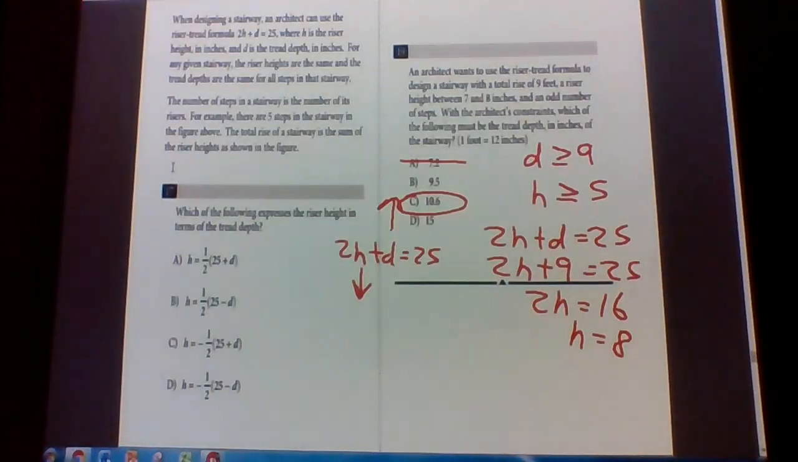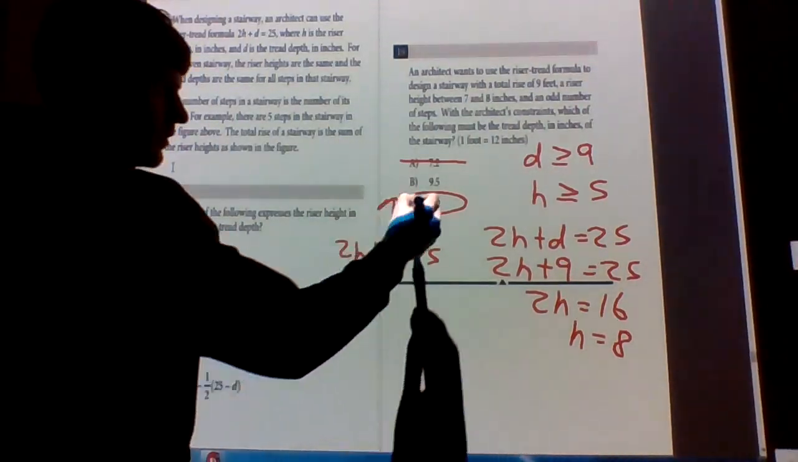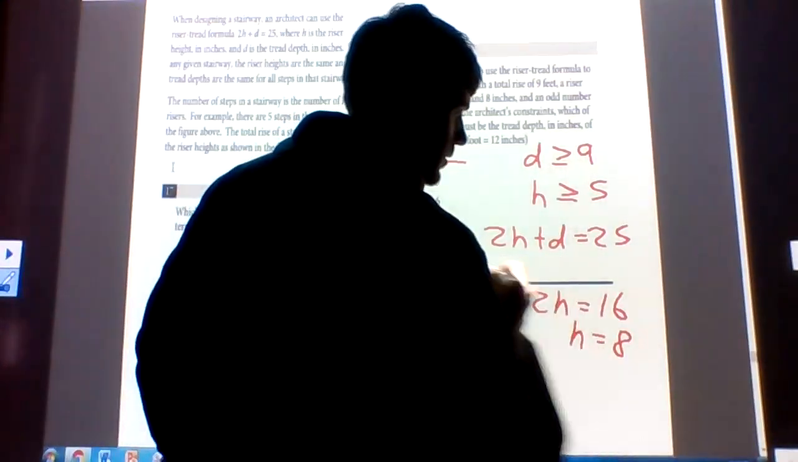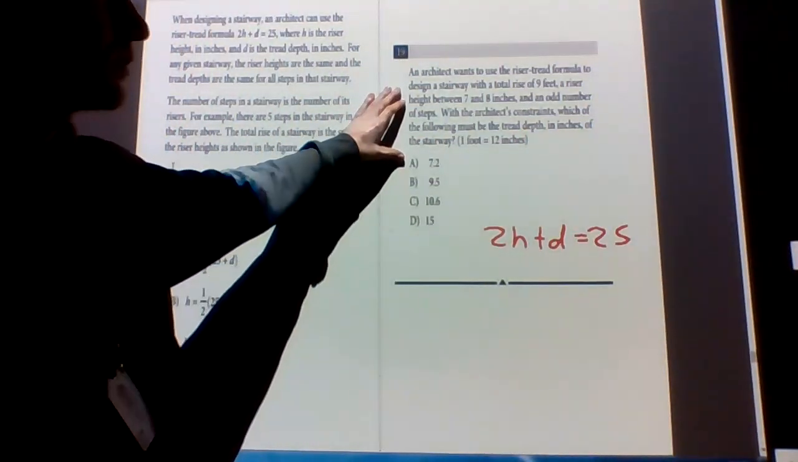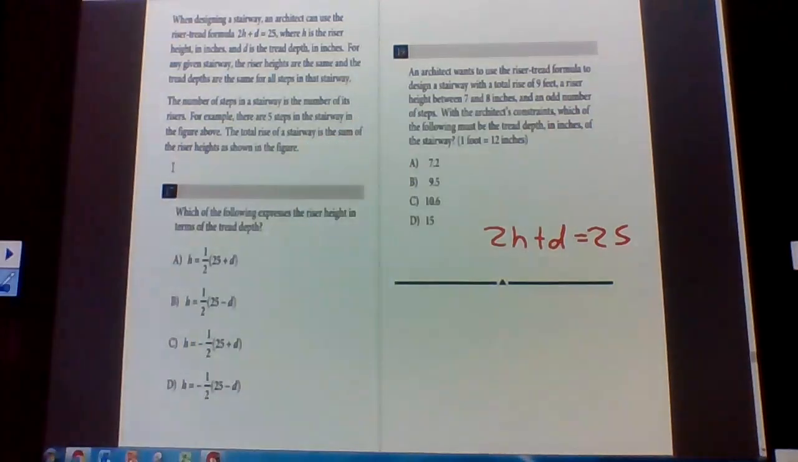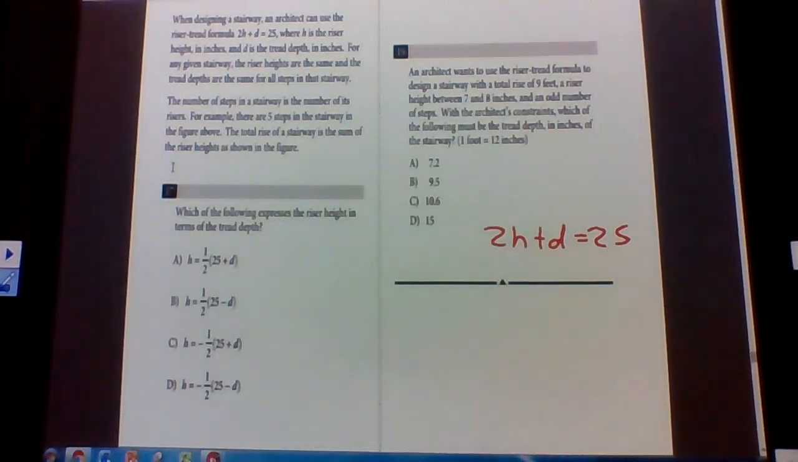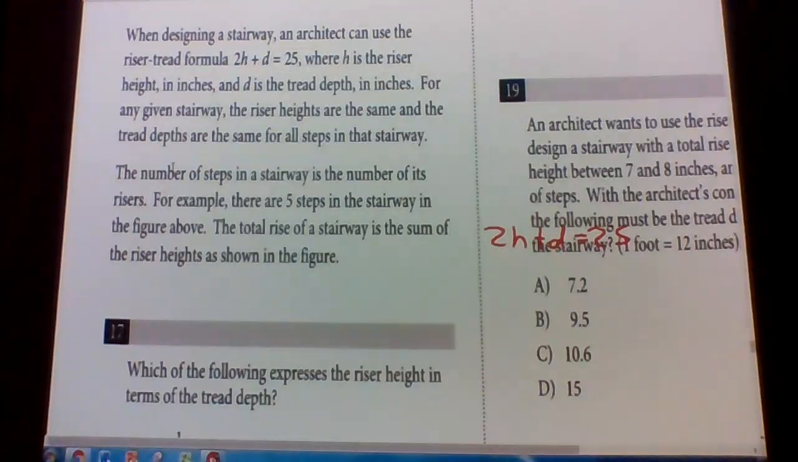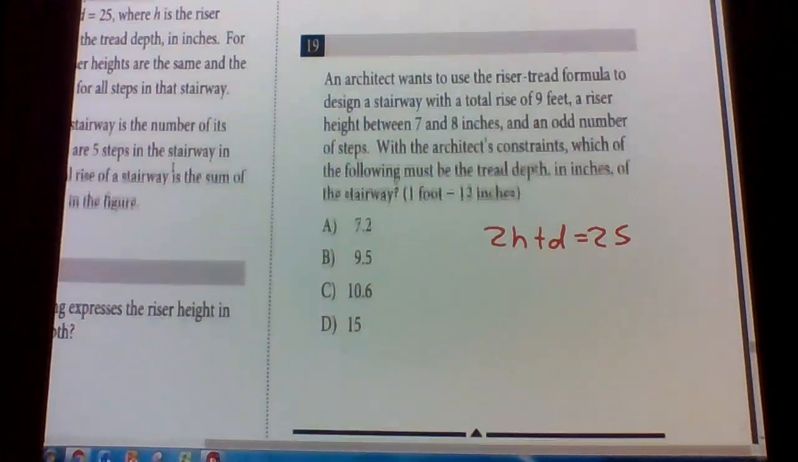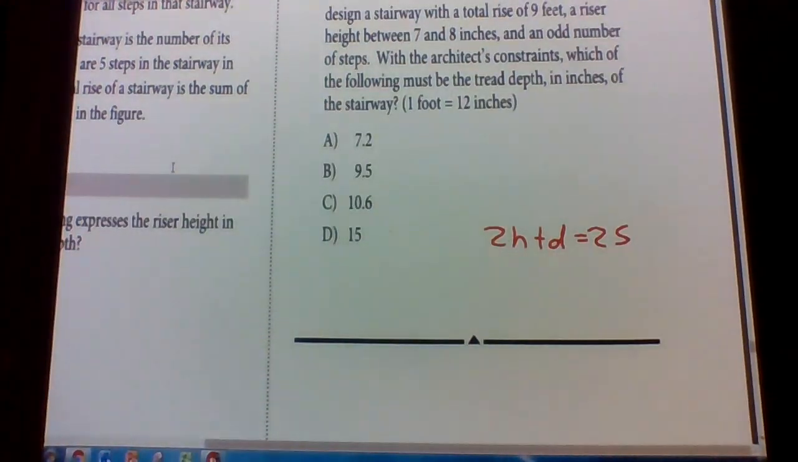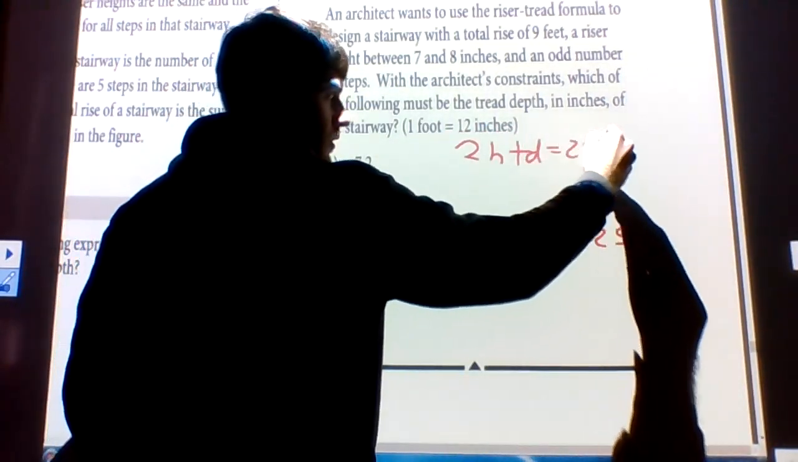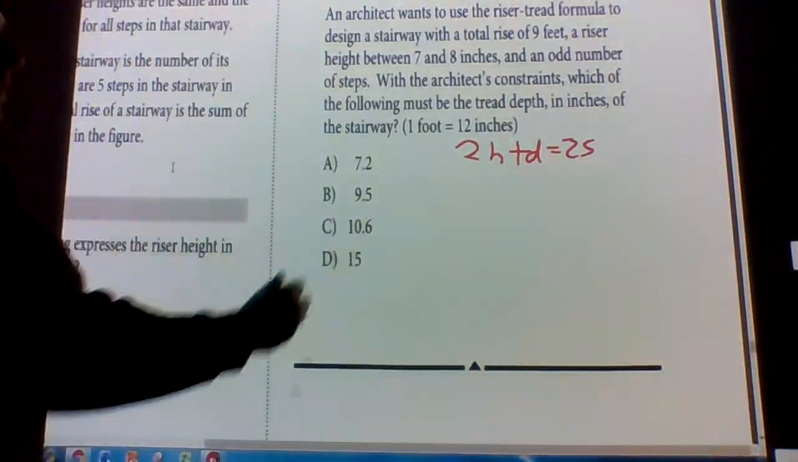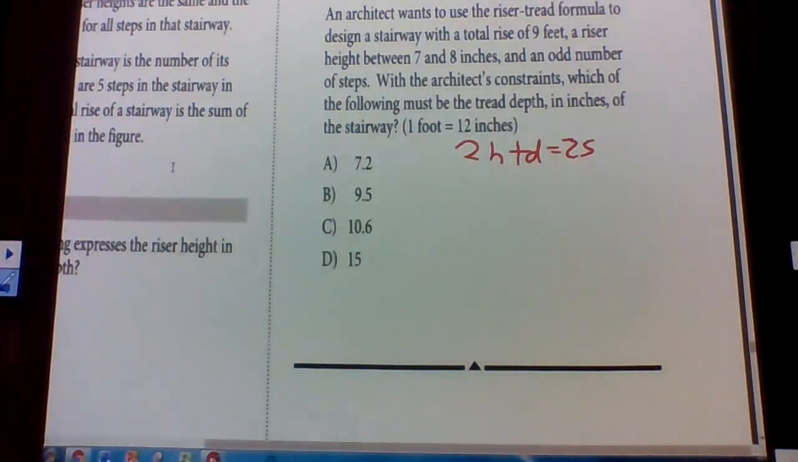Okay, and then 19. An architect wants to use the riser tread formula to design a stairway with a total rise of 9 feet. So let's first figure out how many inches that is.